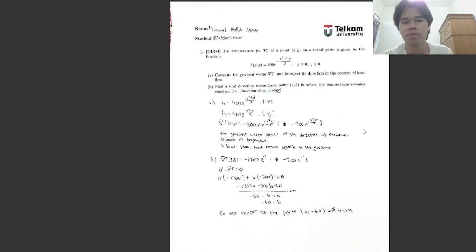So next we move to CLO4. This is number 3. The temperature in Celsius at point x, y on a metal plate is given by this function. First, compute the gradient vector of T and interpret its direction in the context of heat flow. So if we want to find the gradient, we need to compute partial T over partial x and partial T over partial y.